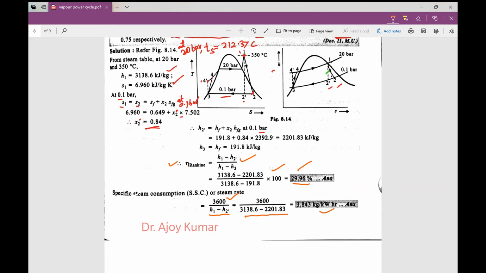We can calculate it, and must remember, dear students, the unit of SSC, that is kg per kilowatt hour, because according to the definition we know that steam consumption is the quantity of steam consumed for producing a power of unity, that is one kilowatt.